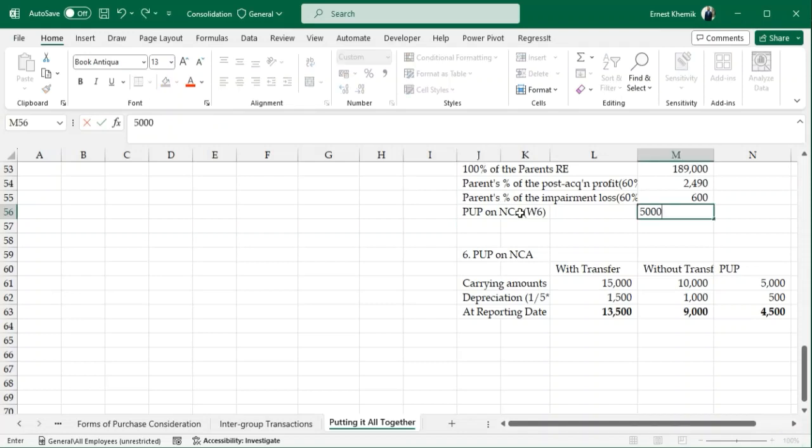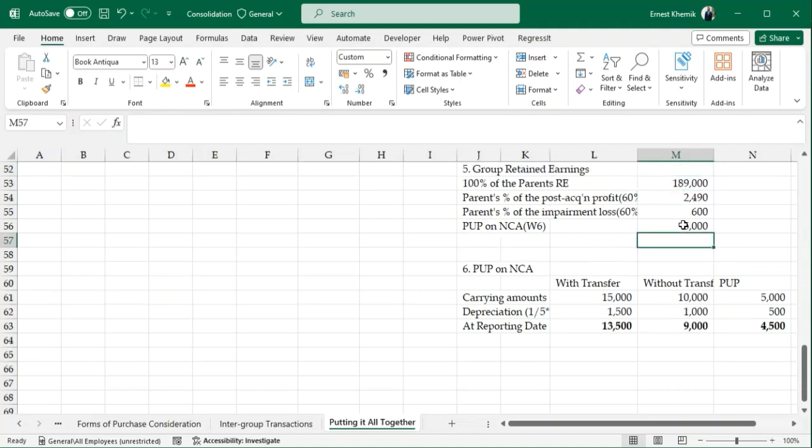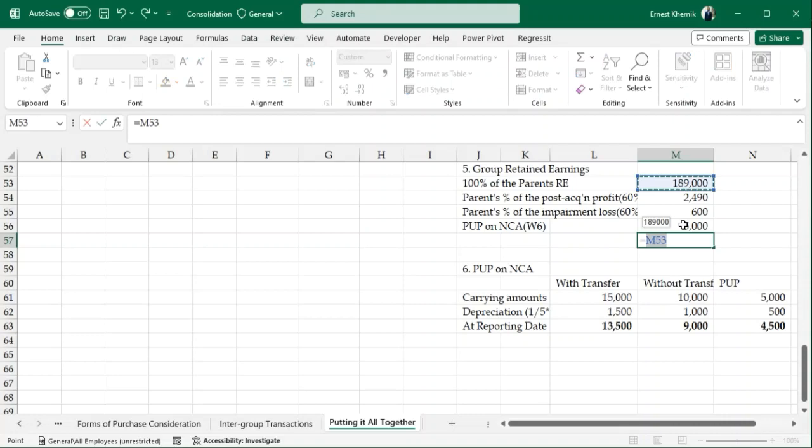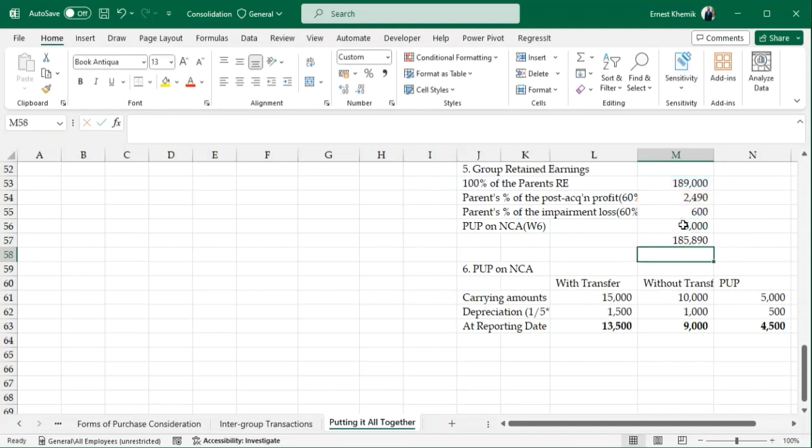So that is 5,000. So we can now calculate our total retained earnings, and that is going to be equal to the 100% of the parents added to the parents' share of the post-acquisition profit less the impairment loss less our provision on non-current assets transfer, and that gives me 185,890. So those are our workings for us.